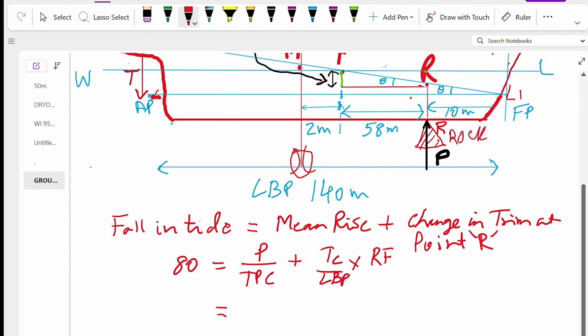We are trying to find P upon TPC, given in the question as 16, plus change in trim. What is change in trim? Trimming moment upon MCTC. And what is trimming moment? Trimming moment is force multiplied by the distance from center of flotation. What is the force? Force is P, the upthrust force. What is the distance from center of flotation? RF.